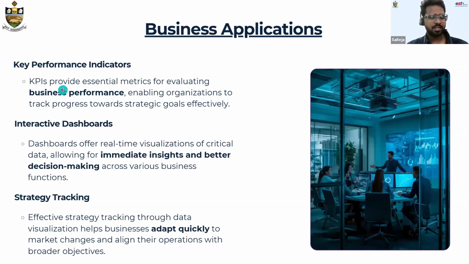So these are the metrics that summarize the entire data into one single value, which would describe what's happening all over the data, right? So it's a main thing you'll focus on. These are nothing but key performance indicators used to evaluate your business performance, which enables organizations to track progress towards strategic goals effectively.